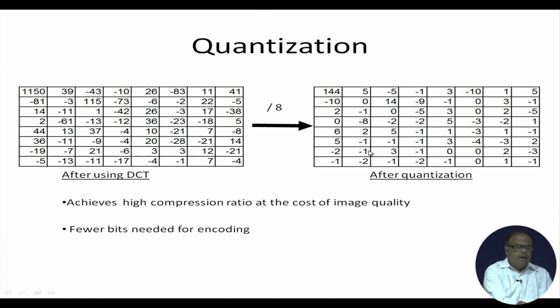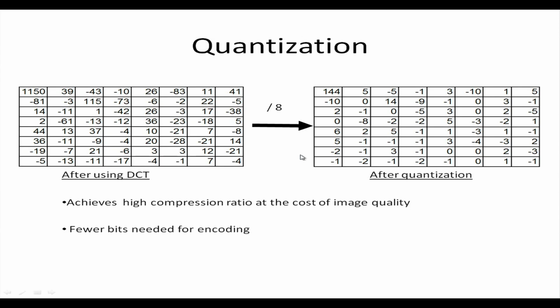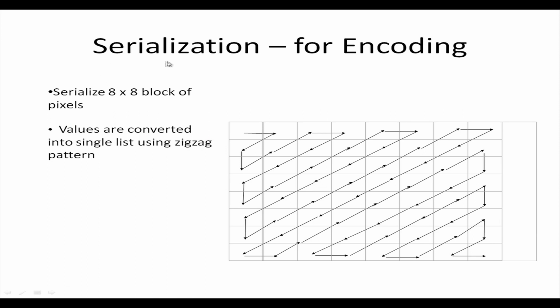Okay. That is it. Now, after quantization, I have to actually encode them, I have to give the bits, I have to encode them using some bits. Now, for encoding, I said that we will be using Huffman encoding. One of the first steps that is done before the encoding is serialization.